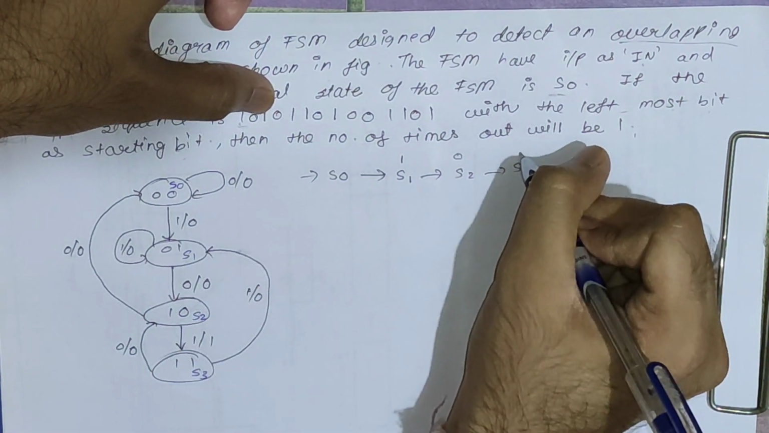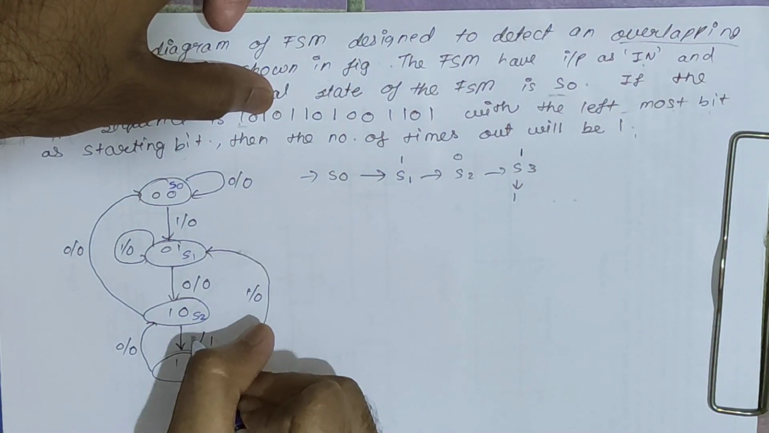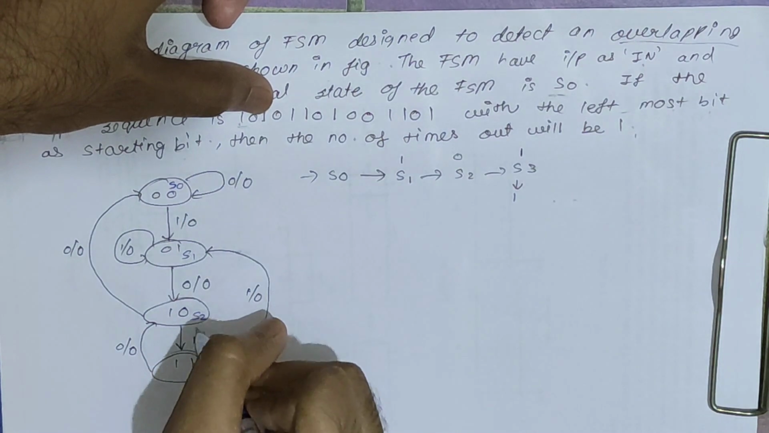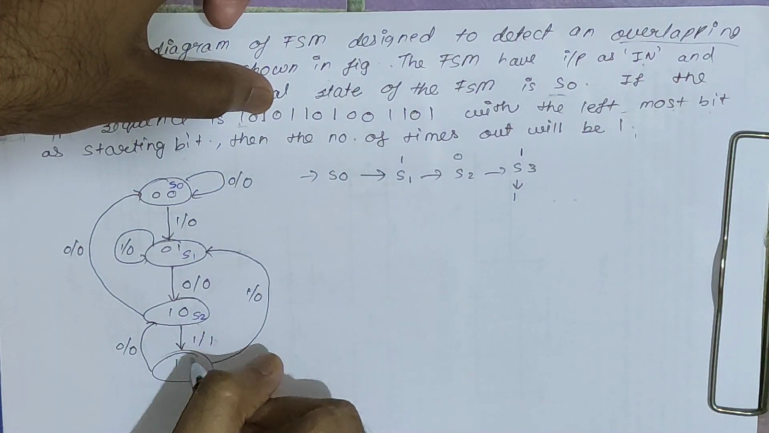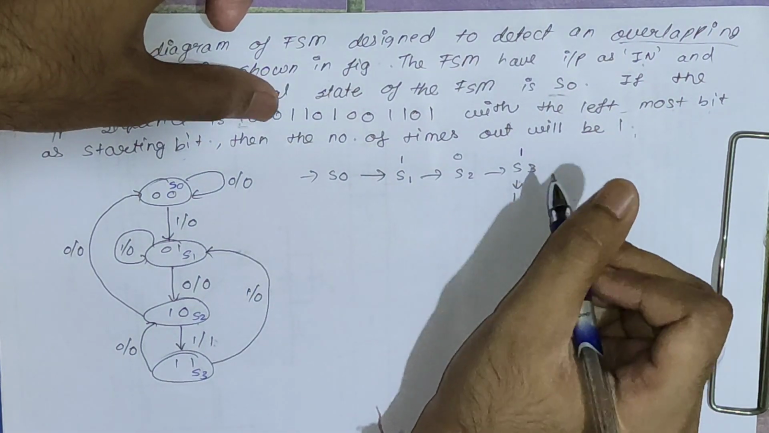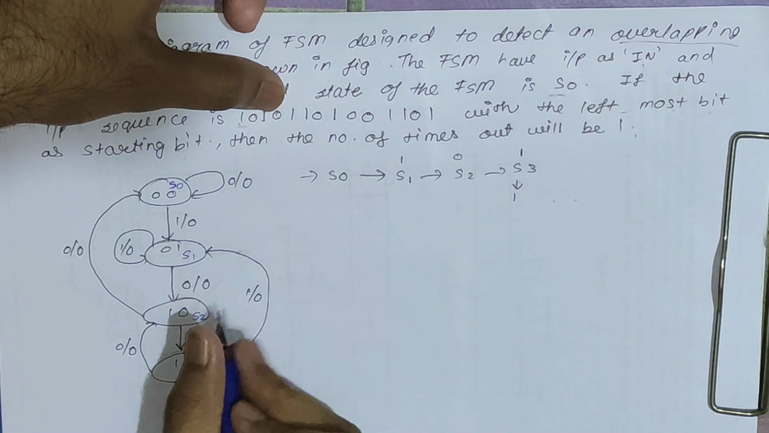Saying that output is 1. You can see here the output is 1 for the given input 1. At S2, if the input is 1, you get the output as 1 and you will switch to S3. Okay. Now at S3, if the input is 0, then we will switch to S2 again.